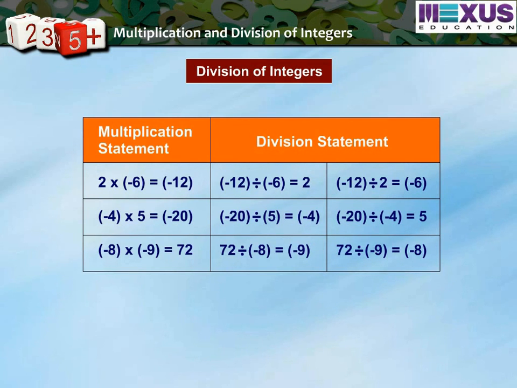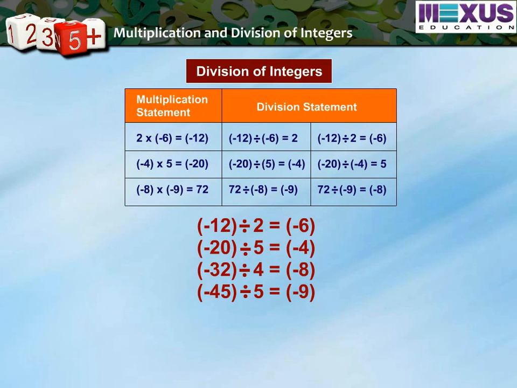What if we divide integers? Let's observe the multiplication statement and the division statement. From the table, we observe that when we divide a negative integer by a positive integer, we divide them as whole numbers and then put a minus sign before the quotient. We thus get a negative integer.